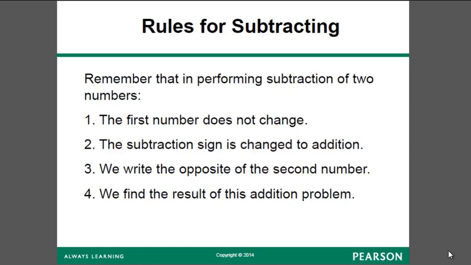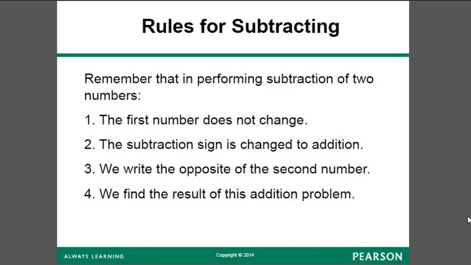Remember that in performing subtraction of two numbers, the first number does not change. The subtraction sign is changed to addition, and we write the opposite of the second number. We find the result of this addition process.